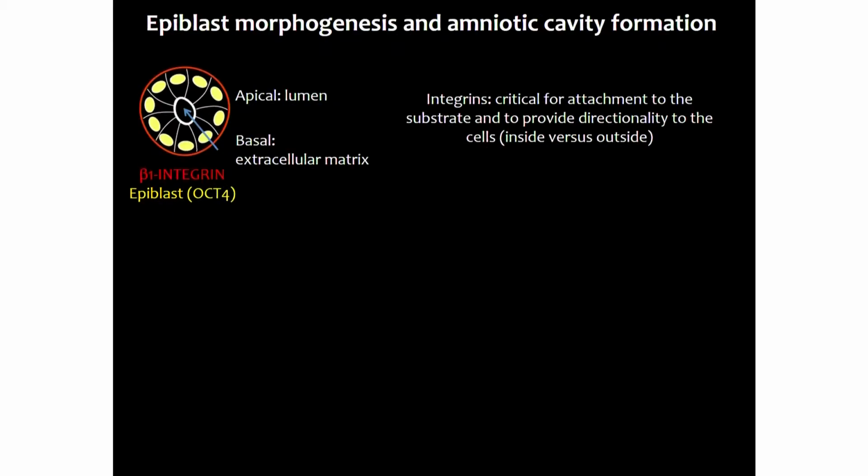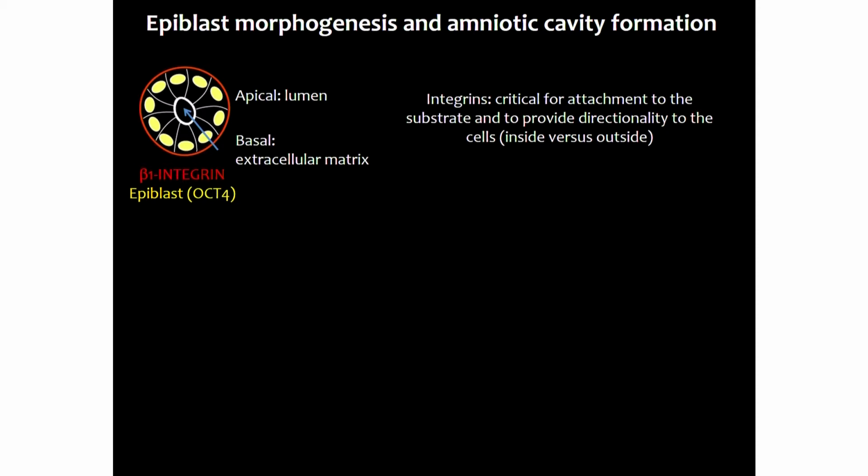So this protein, beta-1 integrin that I just mentioned, in the mouse, when we remove it, we don't have formation of the amniotic cavity. This is a protein that sits in the basal side of the cells in contact with the extracellular matrix, and it gives directionality to the cell. So the cells know where to form this luminal cavity. And in the absence of this protein, this process cannot happen. The cells just don't know where to put this amniotic cavity.